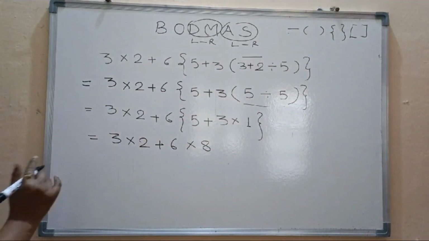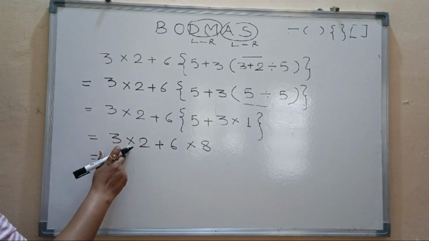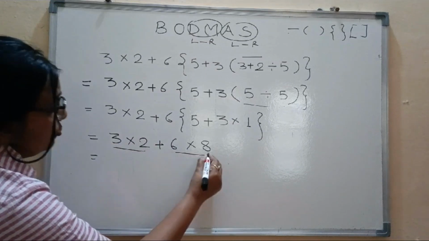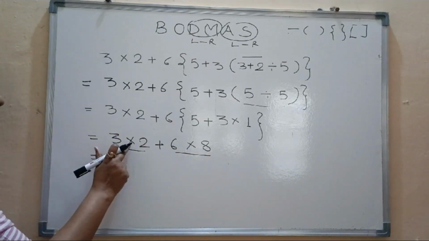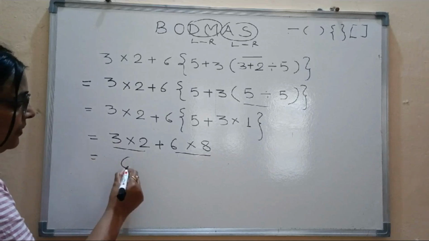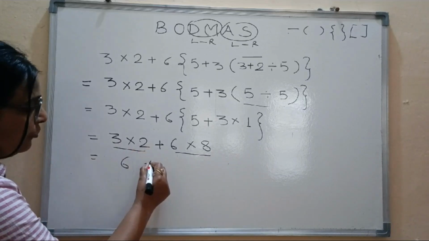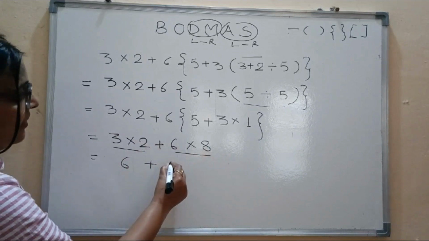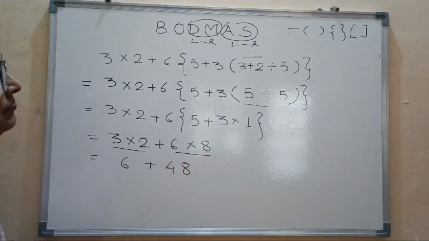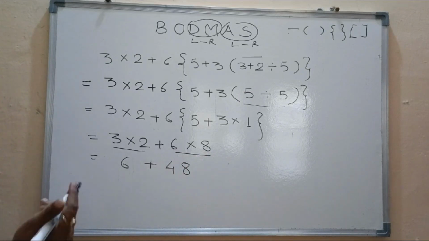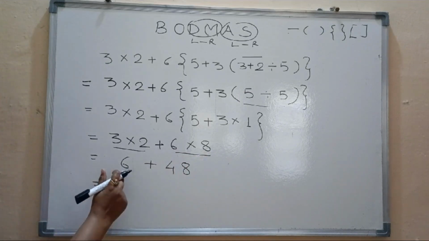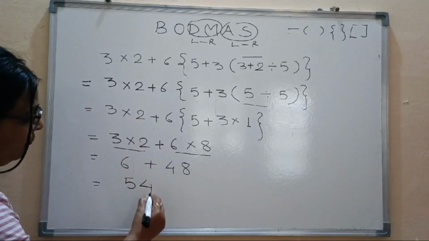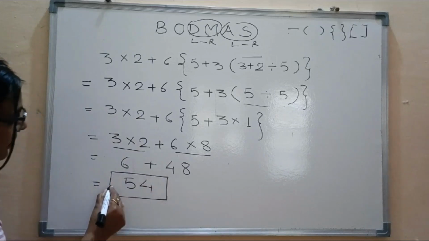Now here is multiplication. Here is also multiplication. So we are going to solve these two at a time. Now 3 into 2 will be 6. Middle sign plus. Don't forget this sign. 6 eights are 48. Now solve this: 6 plus 48 will be 54. This is your answer.